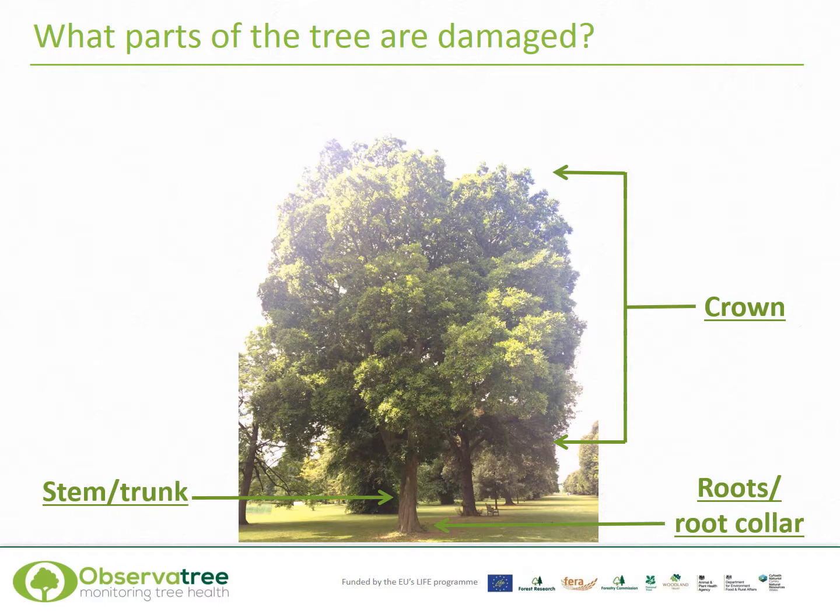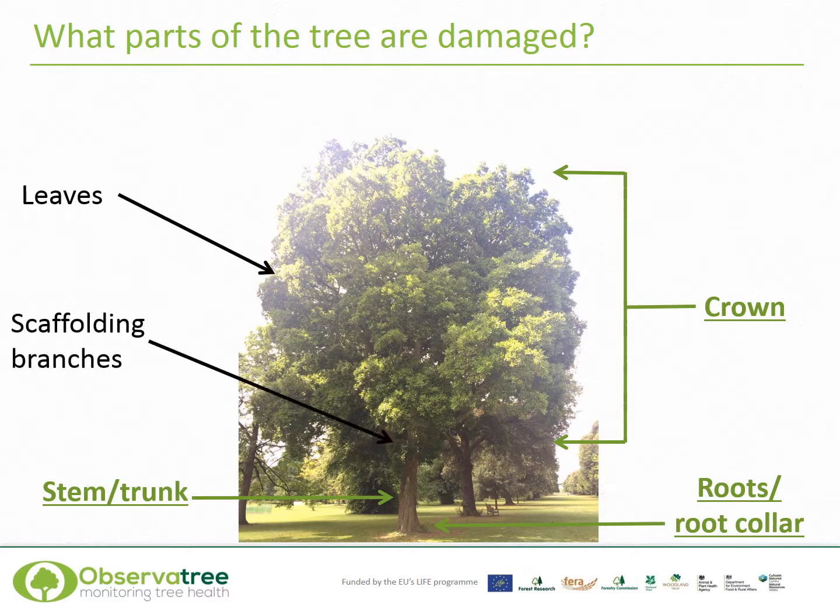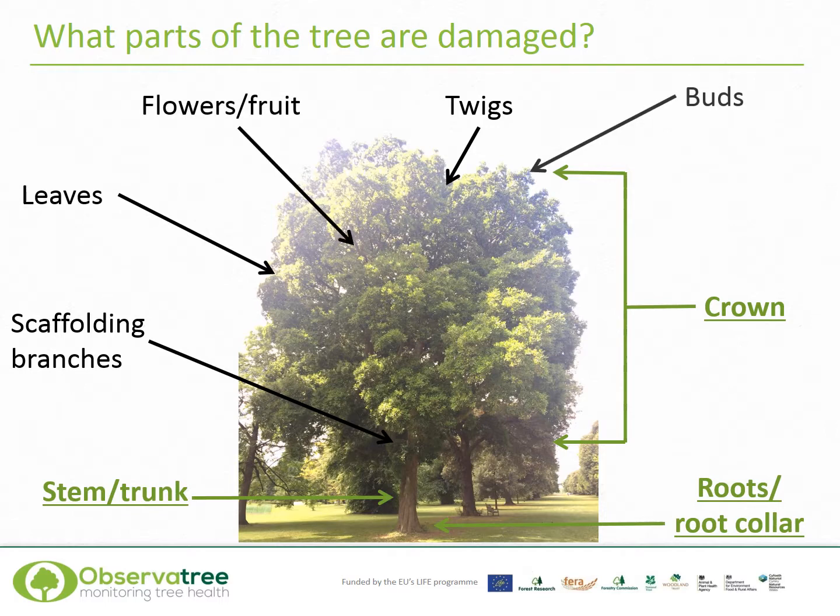However, for your own notes and to help the diagnosticians, you may wish to look at other specific parts. For example, the leaves, scaffolding branches, the branches that are not the stem or trunk of the tree but still provide key structural support, the twigs or smaller branches, and flowers, fruit and buds. Most of these are included within the crown.